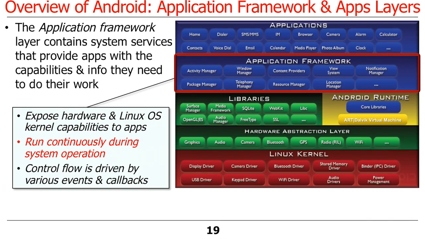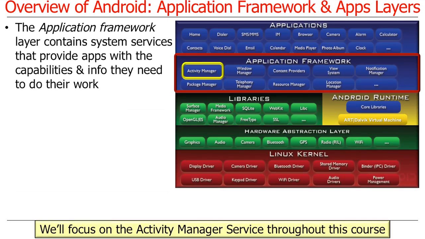These system services run continuously throughout the system's operation, doing things like managing calls, managing window interactions with the user, managing access to various resources, keeping track of where the phone is located, providing notifications to the notification status area, managing the life cycles of activities, broadcast receivers, and services, and so on. And due to the inversion of control that's inherent in an application framework, these system services manage the control flow via various event handling operations and callbacks, either to system code or to application code itself.